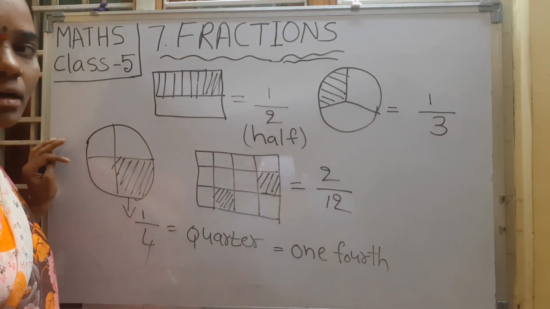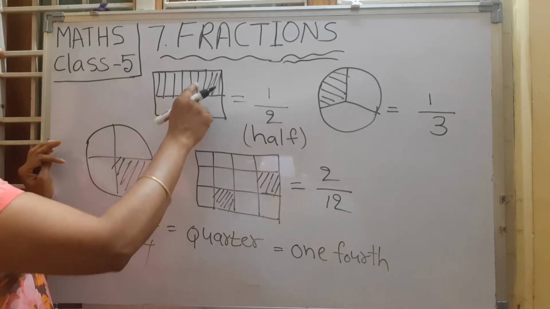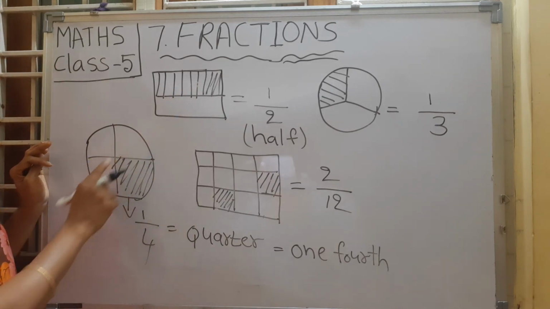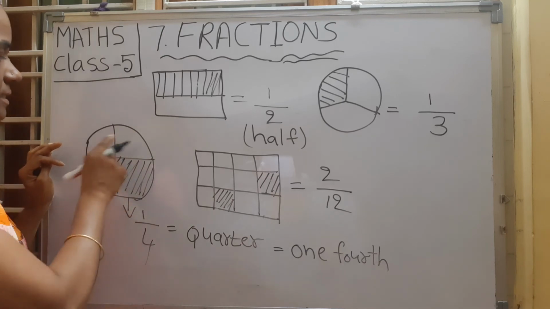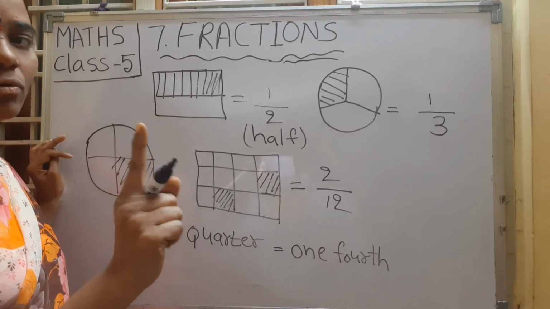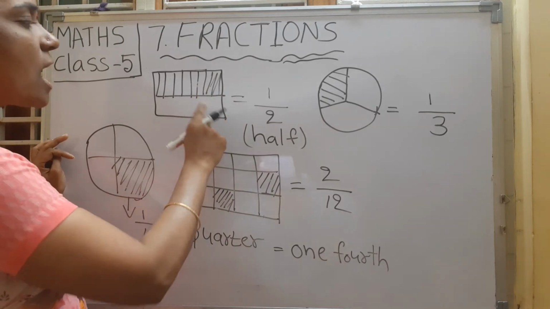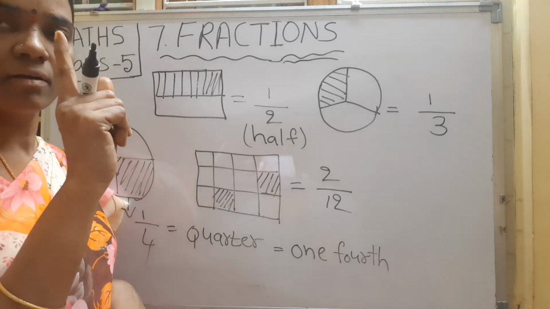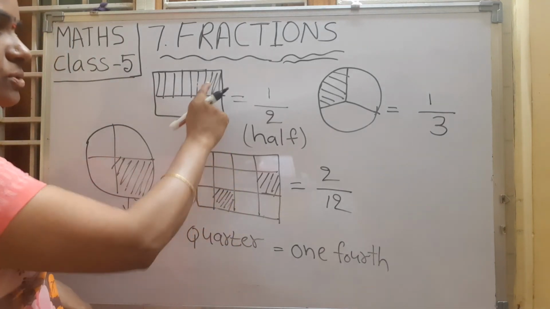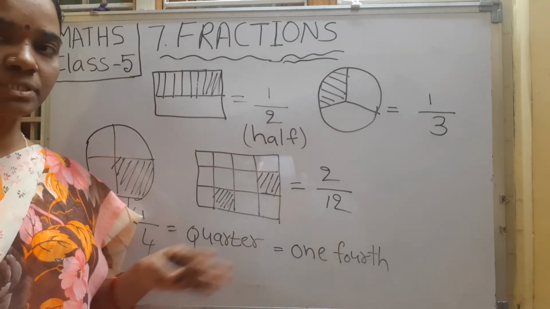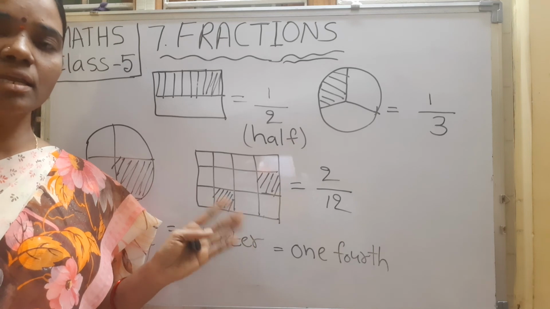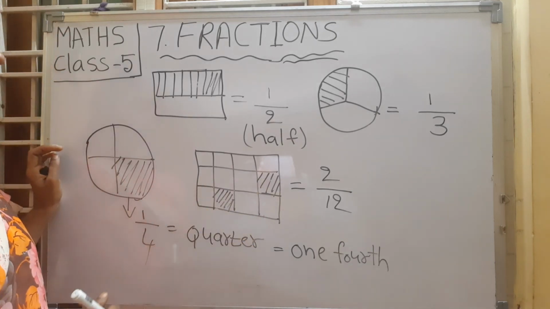This is a half. 1 by 2 means half. So we have here 2 halves. Here how many quarters are there? 4 quarters. 1, 2, 3, 4. So 4 quarters together make one whole. Whole means 1. 2 halves together make one whole. Understood? Whole means 1. So these are the basic concepts that we have learnt already in our previous classes.